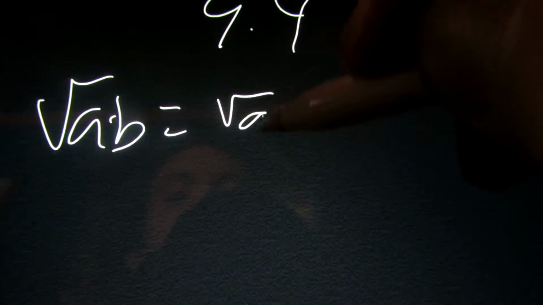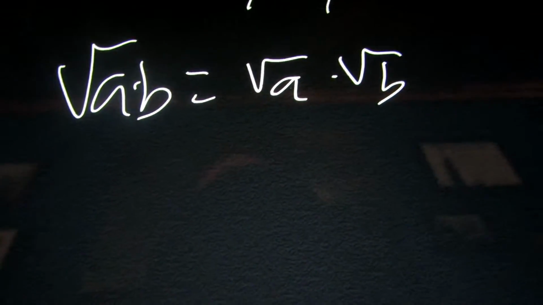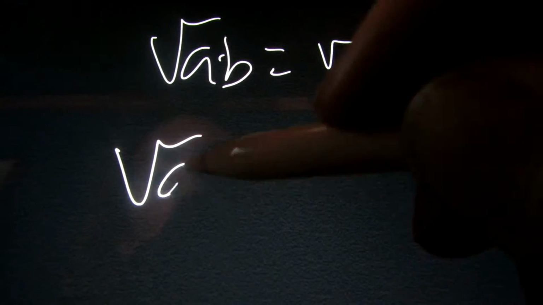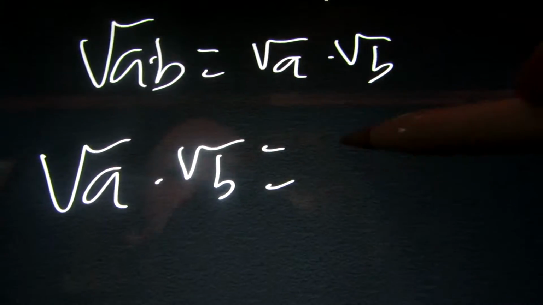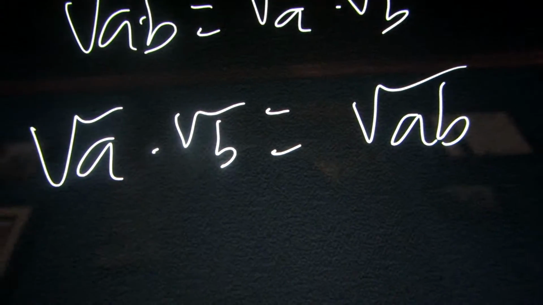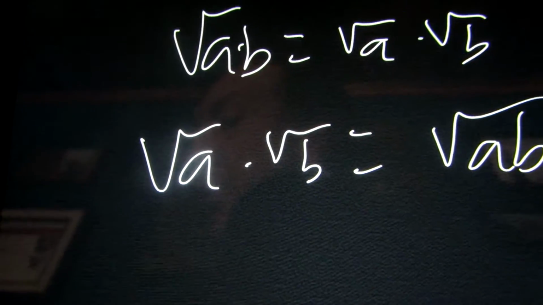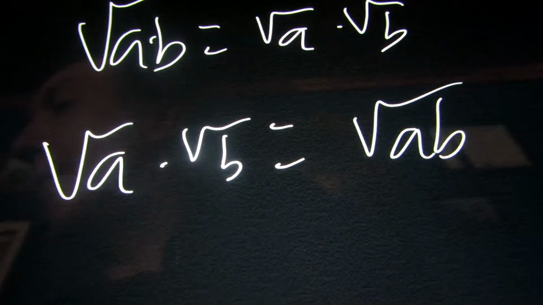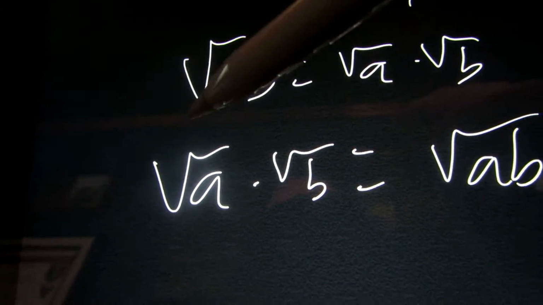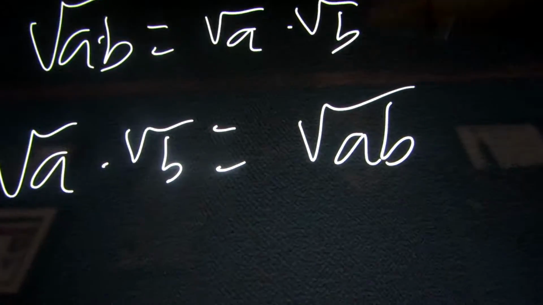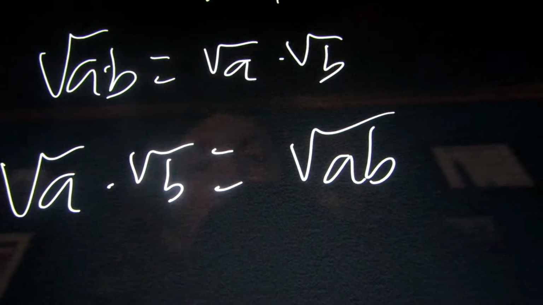In 9.4, we're going to multiply square roots. Just as in the previous section, when we said square root of a times b equals square root of a times square root of b, now we're going to go backwards, where we have square root of a times square root of b equals square root of a times b. So we have two square roots, multiply them together, and have one square root.